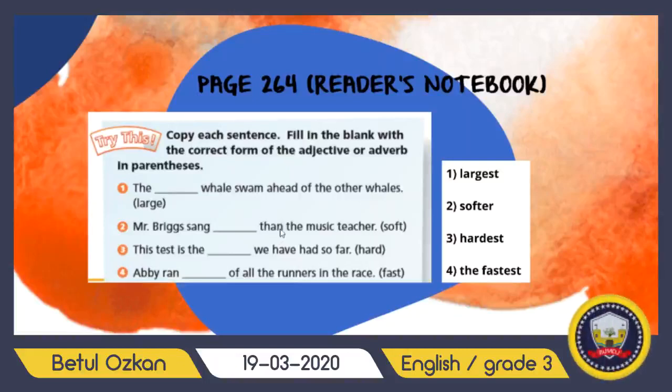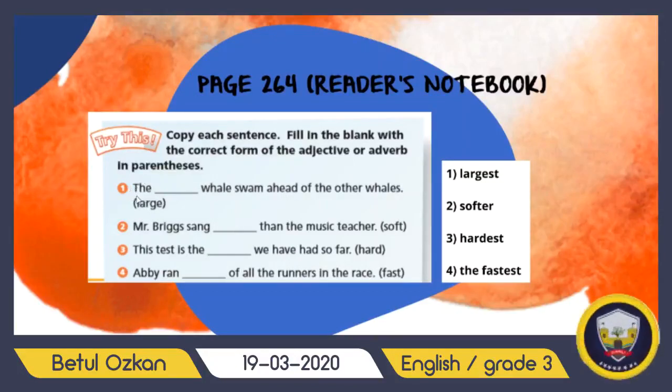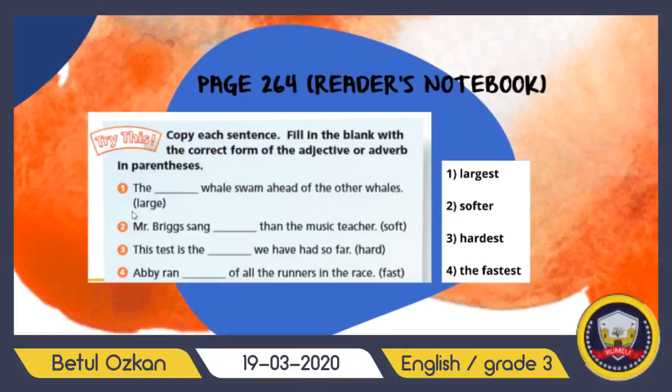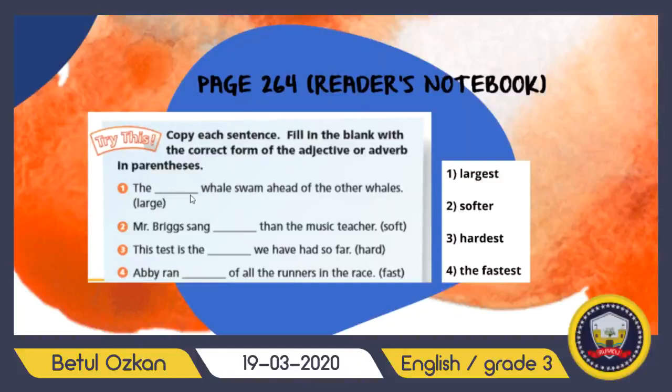Than represents that I compare two people, two actions, but there is no than in the sentence. And I can see the. If you see the, it means I need to add est at the end of my adjective and adverb. So it will be the largest. The largest whale swam ahead of the other whales.